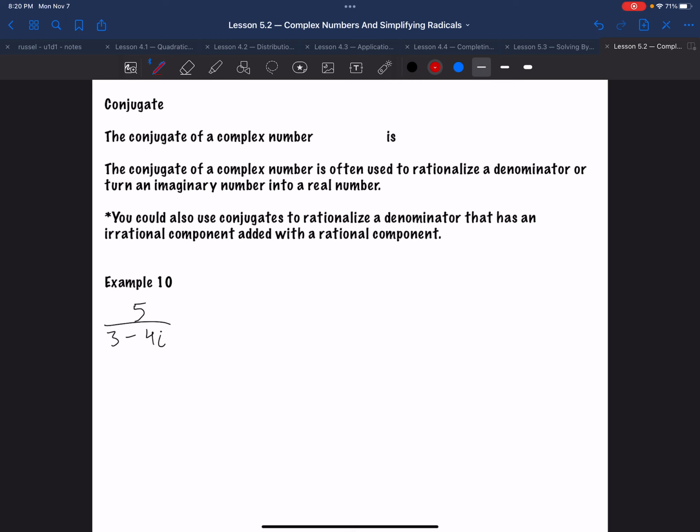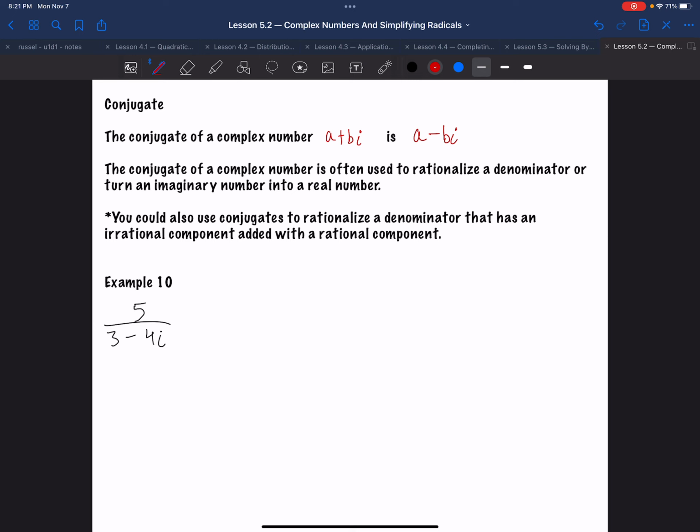The conjugate of a complex number a plus bi is a minus bi. You essentially flip the sign of the imaginary component. Notice it's not negative a minus bi, it's just a minus bi. The real number piece stays the same. It's only in the imaginary component that the sign is flipped.